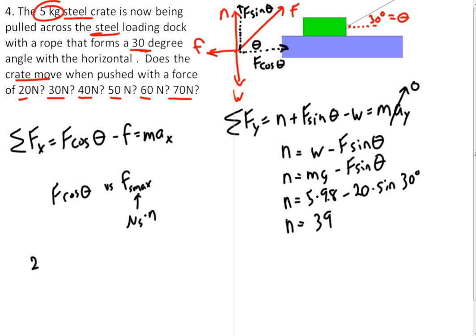So keeping that in mind, Fs max, the formula is the coefficient of static friction times the normal force. And so we're going to compare that with F cosine theta. So we'll plug in our 20 newtons first. So 20 cosine 30 degrees versus 0.8 times that 39 number. So that turns out to be 31.2. This turns out to be 17.3. So therefore, no movement. Our static friction force, we're going to have to overcome that 31.2 in this scenario.